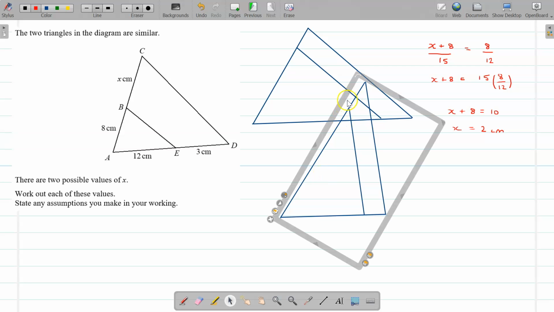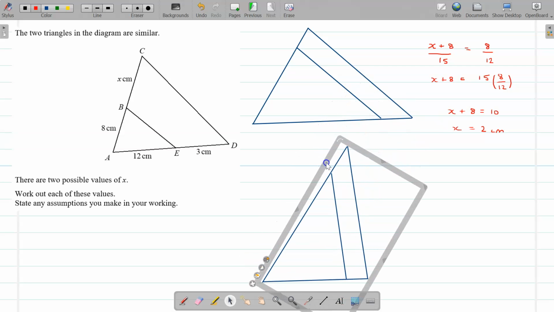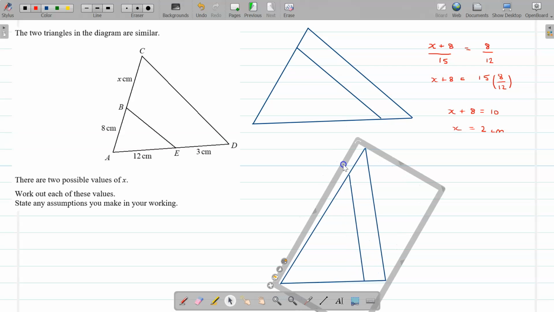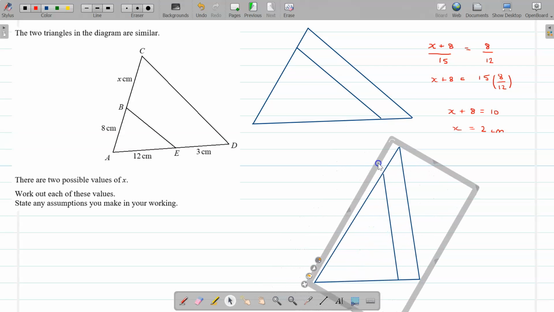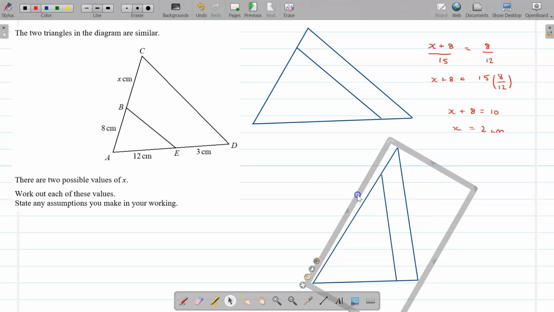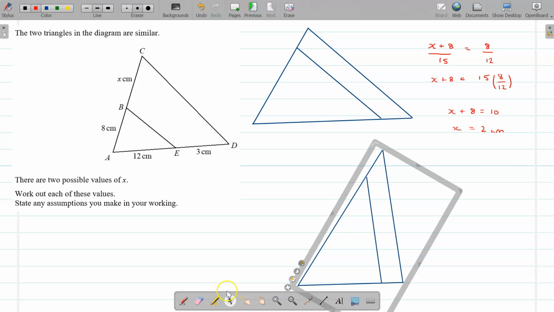If I can pick that shape up and pull it a bit out of the way, what I'm going to do now is make sure that the base of this is the same length, which was 15, because we know that the big triangle is 15 along here. So this bit here is now 8. So I've got to extend it much further. I'll put that there and move this out the way.